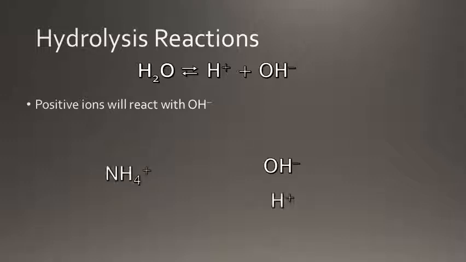Positive ions will react with the OH-. Here's an ammonium ion. The H+ has a like charge. Those will repel the H+ and the ammonium. The hydroxide, however, is attracted, and we will get ammonium hydroxide with a leftover H+ ion.